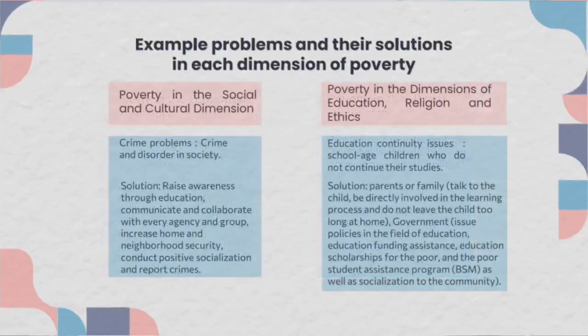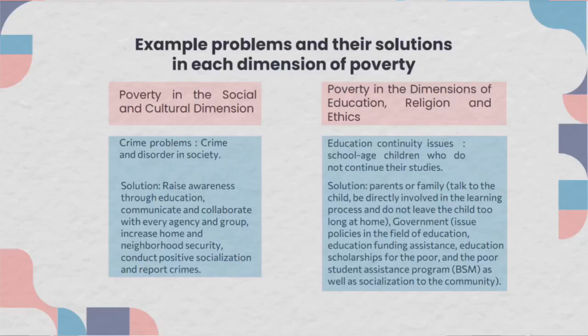Third, poverty in the social and cultural dimension. Crime problems. Crime and disorder in society. Solution: raise awareness through education, communicate, collaborate with every agency and group, increase home and neighborhood security, conduct positive socialization, and report crimes.